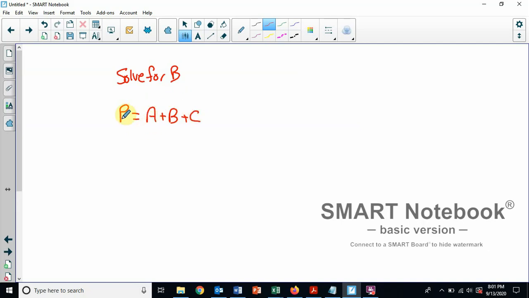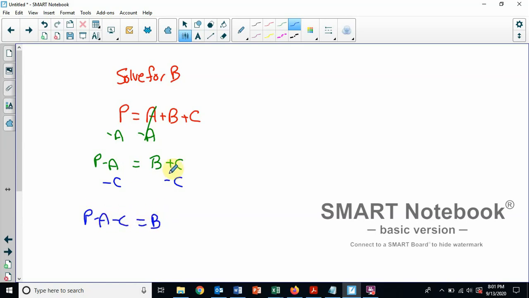So I can subtract these off from both sides. I'm going to do this carefully in two separate steps, but if you're really, really fast at this, you could kind of smush those into a same step. So I subtracted A from both sides. B is not all by itself yet. I just need to subtract C from both sides now. So P minus A minus C equals B.